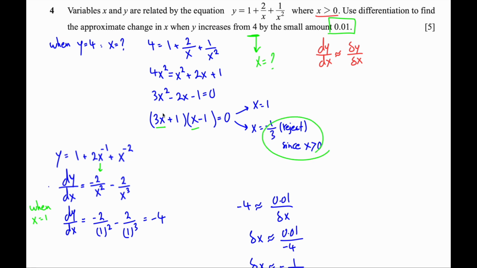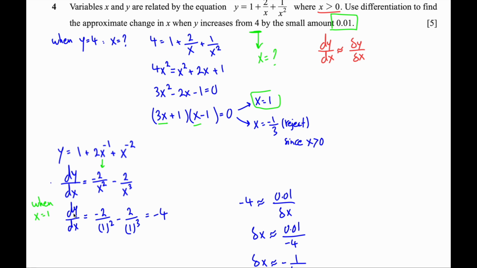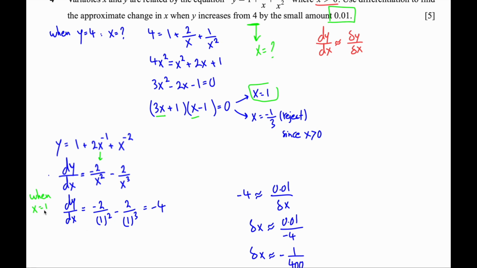However, I have to reject the idea of x to be negative because my domain says x has to be positive. So when y is 4, x is 1. That helps me to actually find the value of dy/dx. So I just replace all the x's with +1. That leads to −2 minus 2, which is −4.